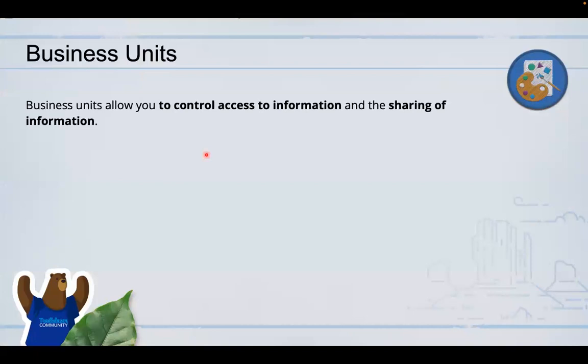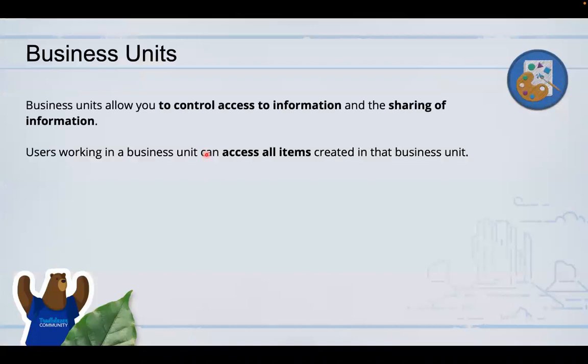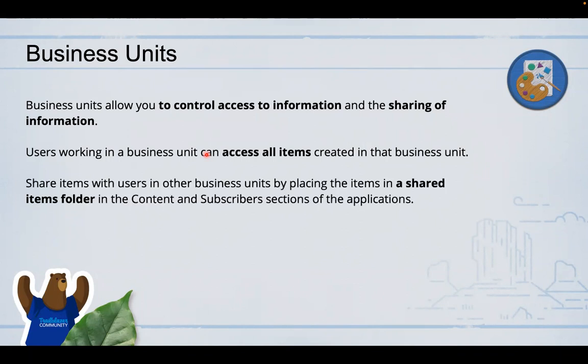Business units allow you to control access to information and sharing of information. Let's say you have given access to 5 users to a business unit. That means all these 5 users can access all the items in that business unit. That user won't be able to access anything from the other business unit. And you can also share items from one business unit to another business unit. It can be content or even folders you can share.